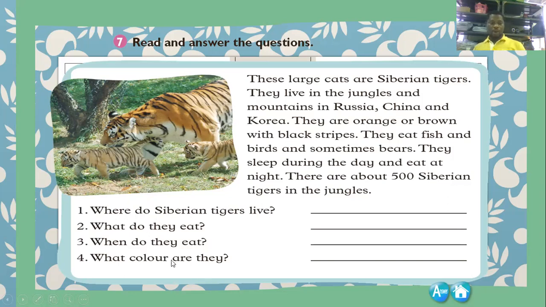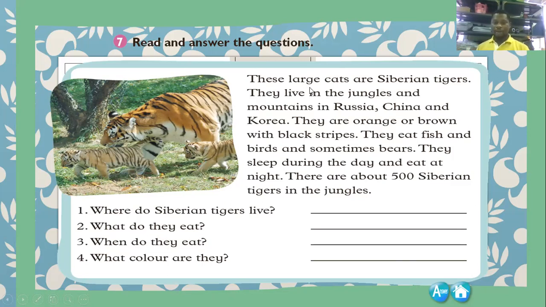Question number 2, what do they eat? All right. Question number 3, when do they eat? And question number 4, what color are they? All right, that is it. Let's read the passage again one more time and then we'll answer those questions.